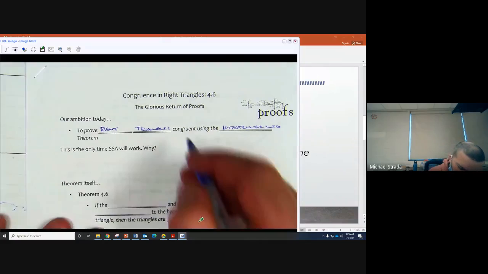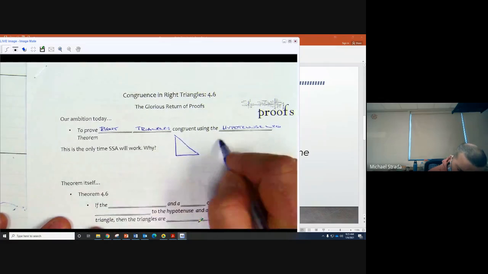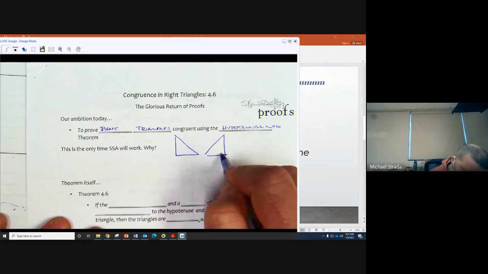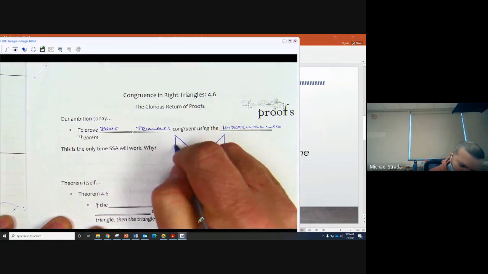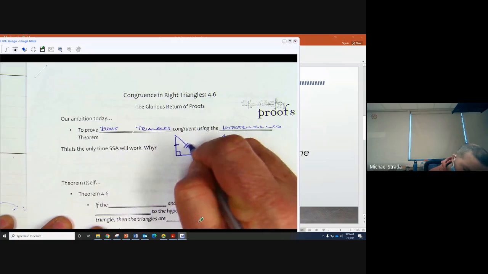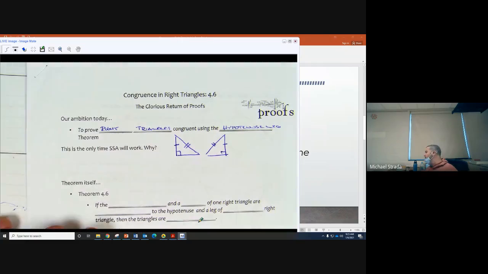So basically what it looks like is this. We have two right triangles, and they have to be right triangles. This doesn't work for anything else except the right triangle. And what they will give you is one leg and the hypotenuse, which, if it wasn't a right triangle, would be side-side-angle, which normally doesn't work. You will learn in trigonometry why it doesn't work.